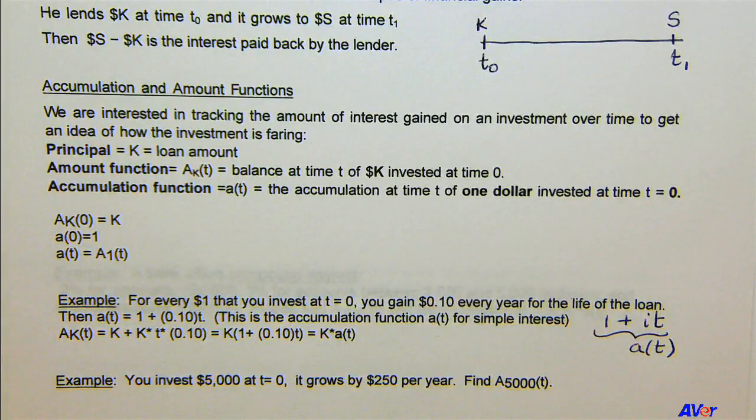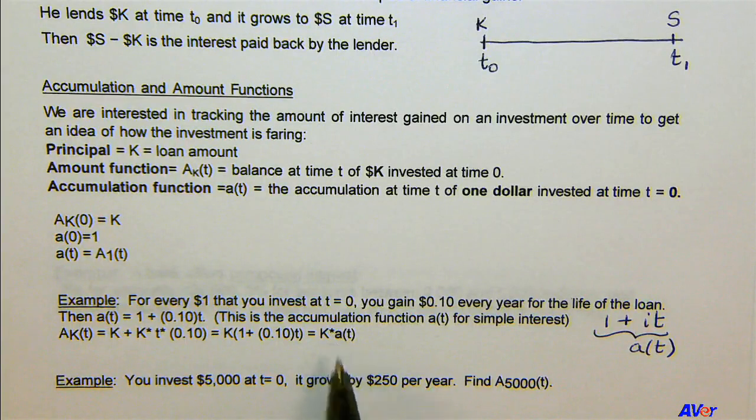You can see that I'm multiplying by K because this is little a of T, the accumulation function when you start with $1. So obviously if you start with K dollars, then the amount function would be K times 1 plus IT, or K times little a of T. So if you start with $1, you use little a of T. If you start with K dollars, you would multiply by K. That's it.